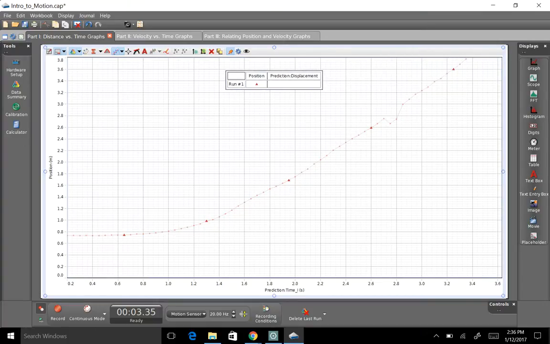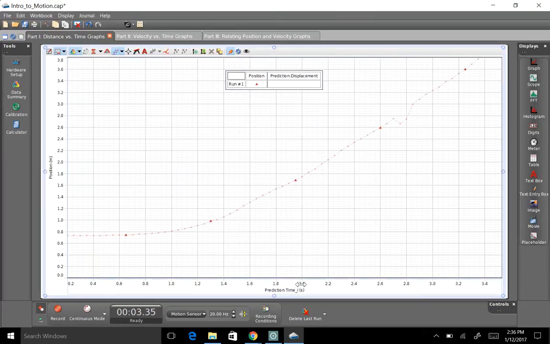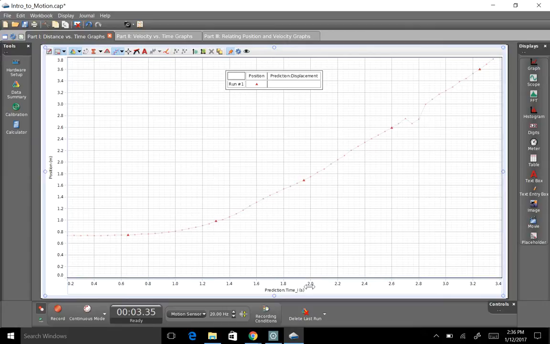Okay, moving that out of the way. Now I'm going to adjust the time scale. If I click on the numbers, I can change the scale so I fill it. And now I have just the data on the screen. So now I say, I'm going to print this.